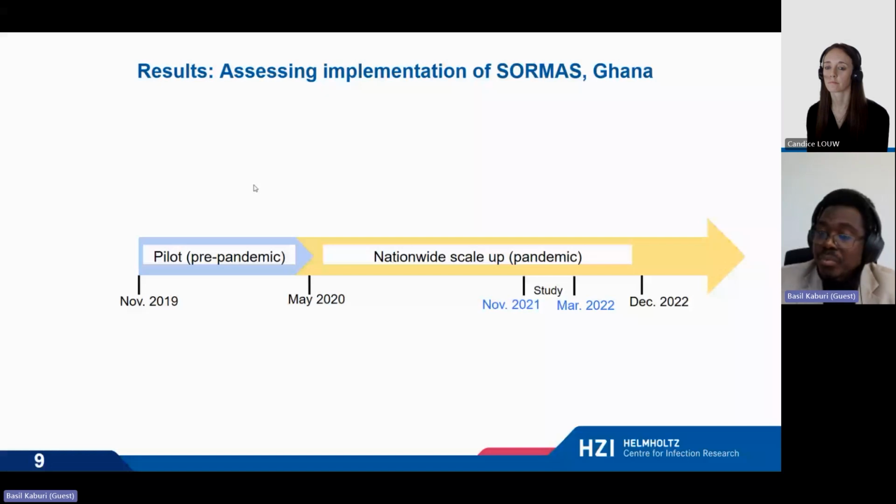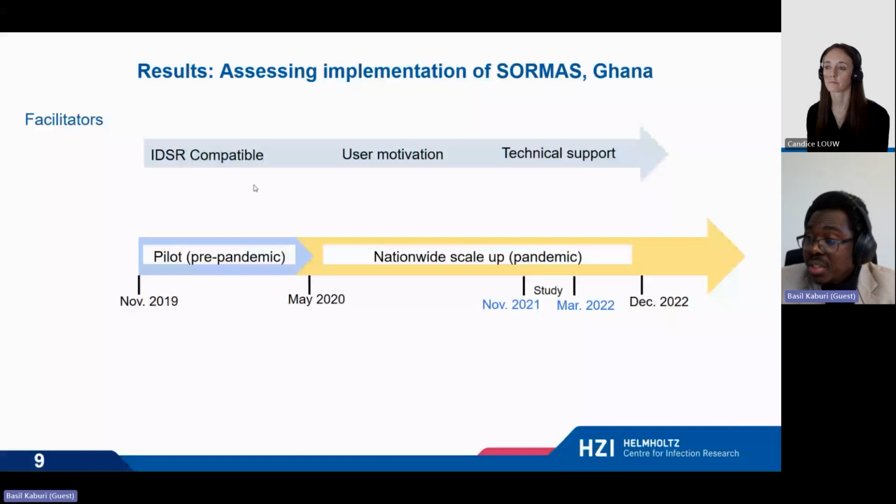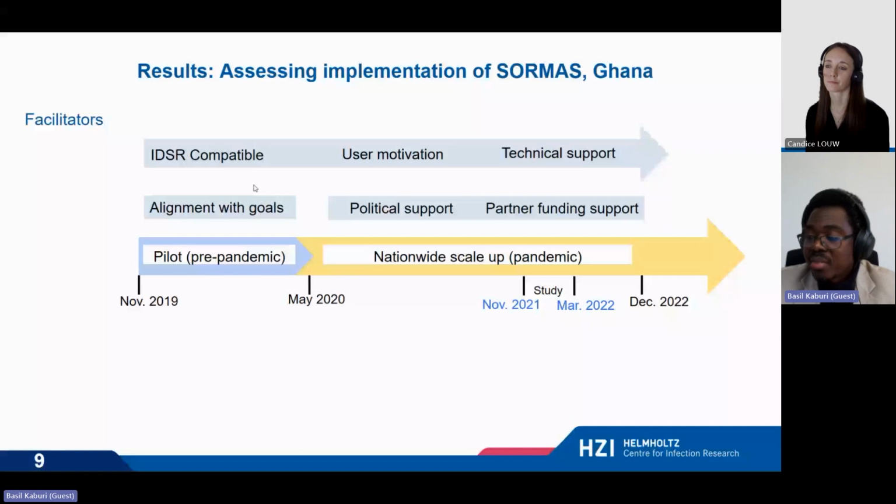And we quoted the data in this period. So for the facilitators, that persists across both phases of the implementation, we have the IDSR compatibility and the user motivation and technical support, which SORMAS implementers will benefit from the GitHub and then the inventors, now the foundation. But in the pilot phase, alignment with the goals of the service was key. And in the pandemic phase, the political support and increased partner funding was very facilitating.